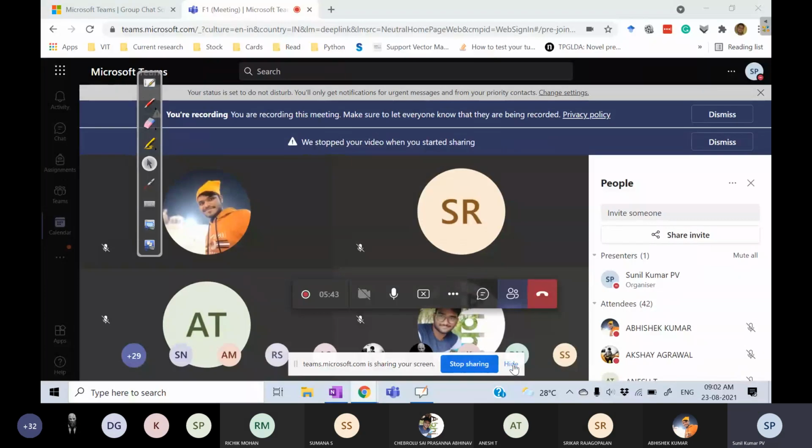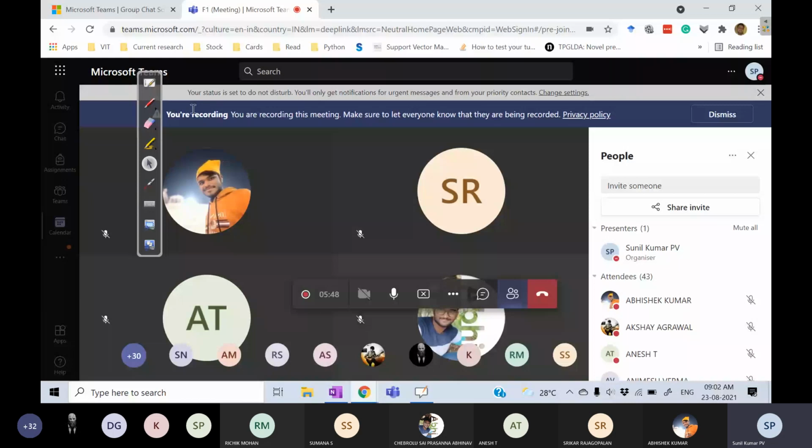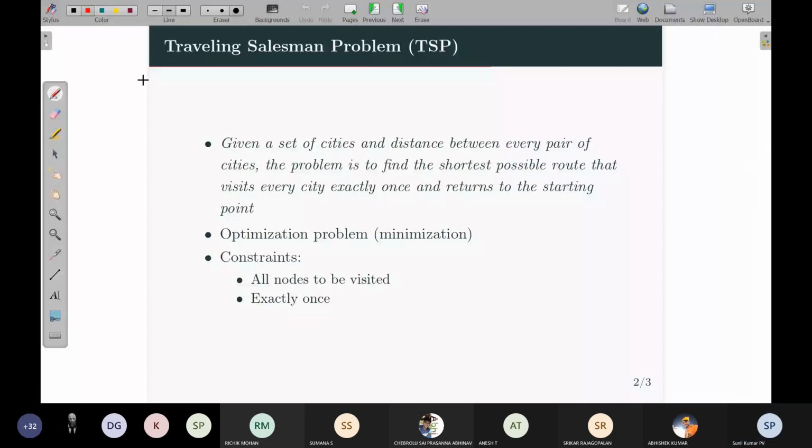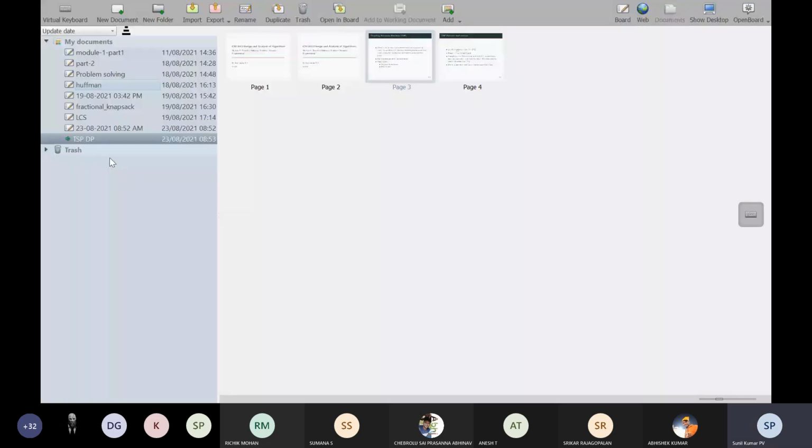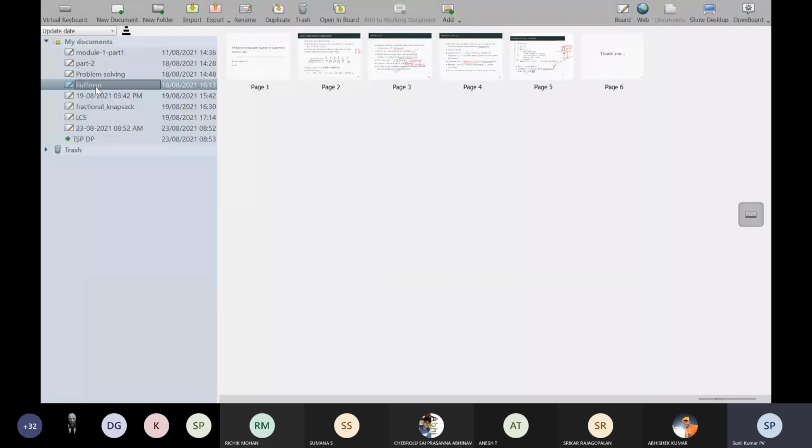Can you see the screen? Yes. Okay. So here, last class, we were discussing Huffman coding, right? I think we had finished one problem, right? You remember it? It was on Thursday, I guess, Thursday or Wednesday.